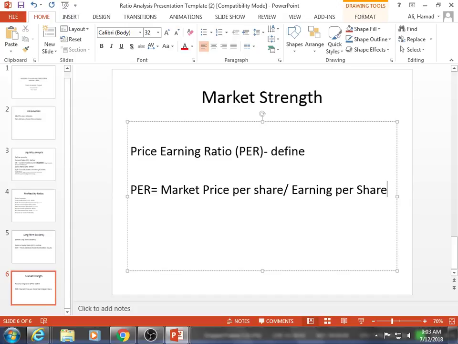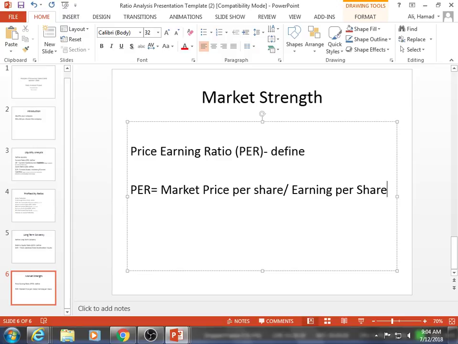So if you came up with 26, that means you are willing to pay for this share 26 times as much as it earns. So that's probably a very valuable one. It has a good reputation. People are willing to pay much more than what it earns.